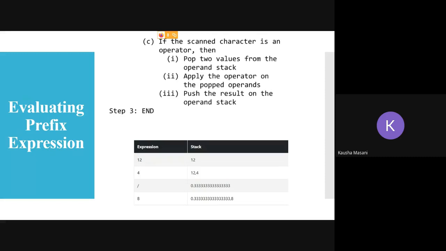Any doubt in the example or the steps? Any doubt? Students, I expect some answers, yes or no. Any doubt?